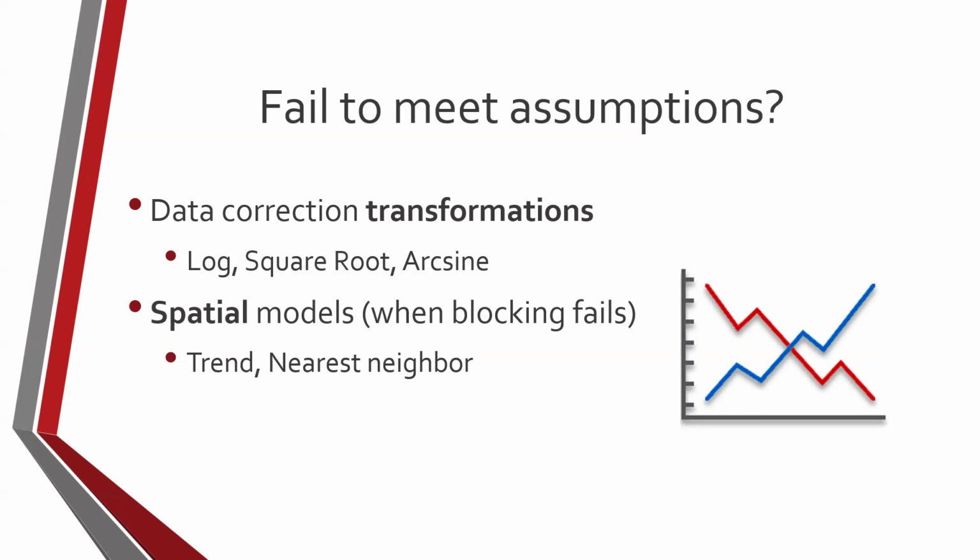Spatial models try to recover information about hidden variables across the field. We have 3 trend and 4 nearest neighbor models that can be used in ARM. This is commonly used when the blocking design fails, or when blocking is just not a realistic option.